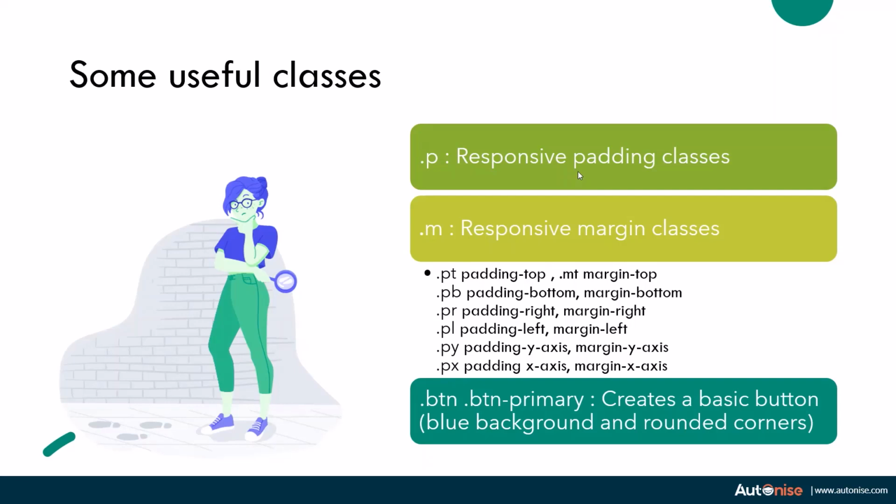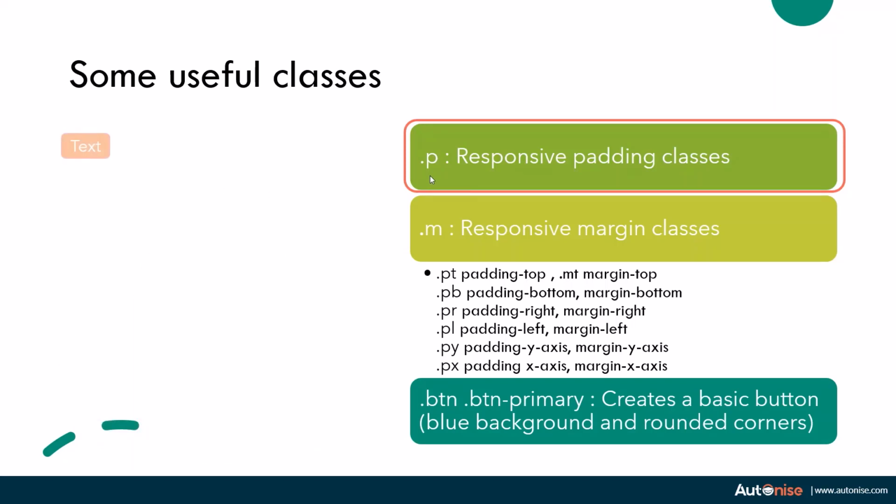Let's have a look at some other useful classes. So the first is the .p class. The P over here stands for padding. What we mean by padding, let's have a look at it. As you can see, we have a text button over here. If we add some padding to our text, it will look like this. So if we add a padding of left to our text, then it will look as shown on the screen.